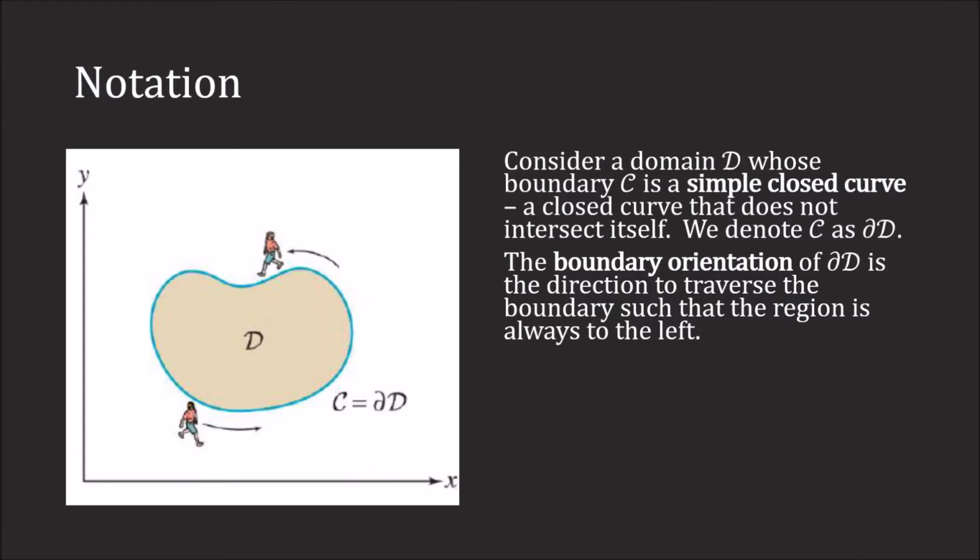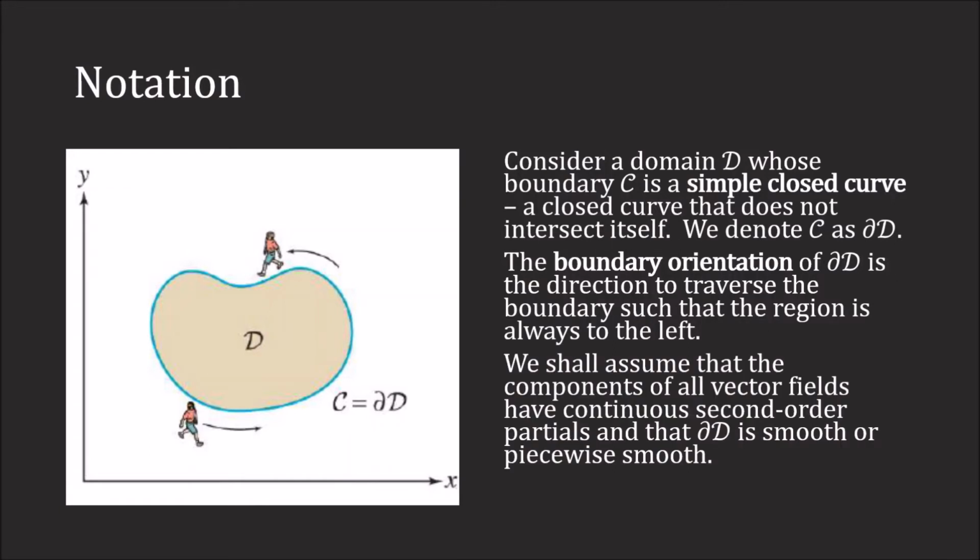The boundary orientation of partial D is the direction to traverse the boundary such that the region is always to the left. So what we do is we imagine ourselves walking around the domain. The positive orientation is the direction at which the entire domain would be on our left. We shall assume that the components of all vector fields have continuous second-order partials, and that the boundary of D is smooth or piecewise smooth.